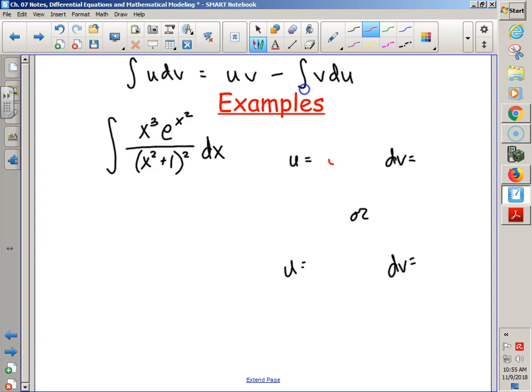Would choosing e to the x squared seem to be expedient? Because what happens when you derive it? It actually gets worse, doesn't it? It's e to the u times u prime. Oh, great, it's worse. Well, that doesn't seem to be helpful.